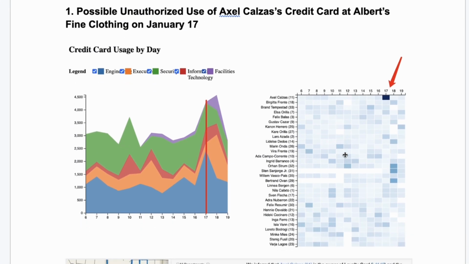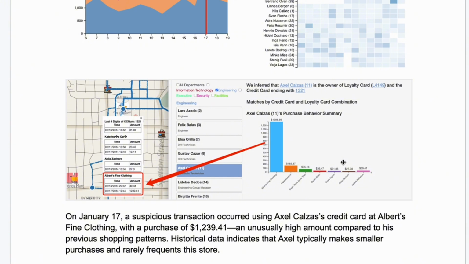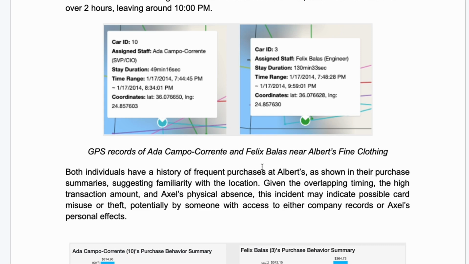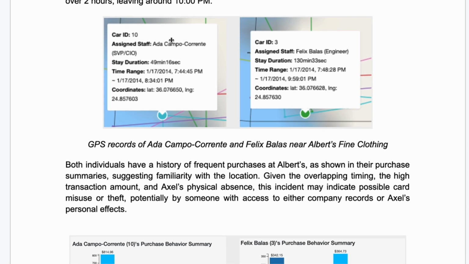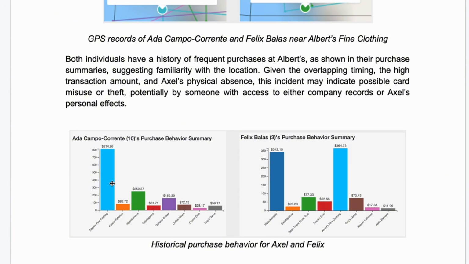As you can see here, this big amount spent by Excel on January the 17th, which makes 102,039 at the clothing store. This is definitely unusual, and they've shopped there, but the GPS data showed Excel wasn't near the store, while these two people, Ada and Felix, were near it. Although we would say that they all usually shop there, this raises the possibility of card misuse, either through shared access or theft.